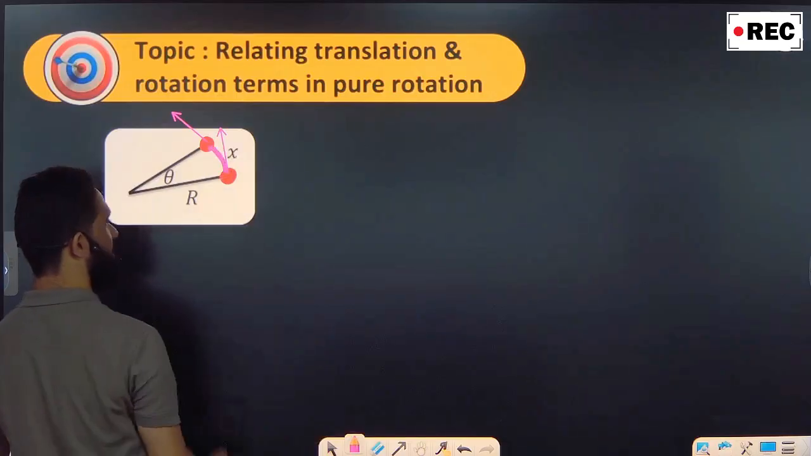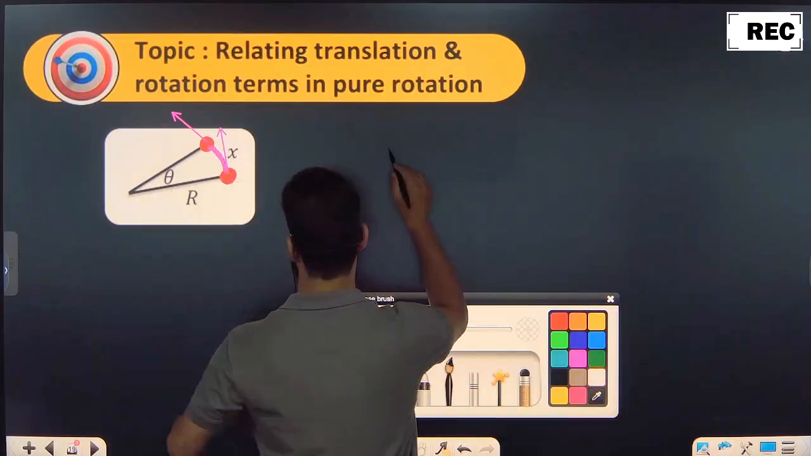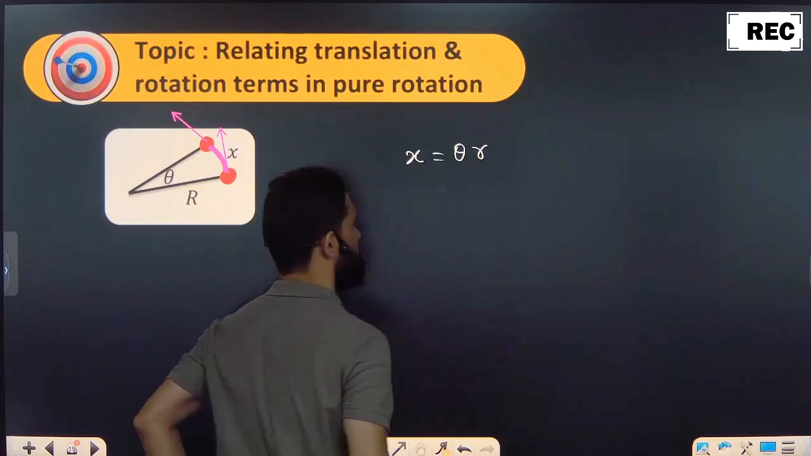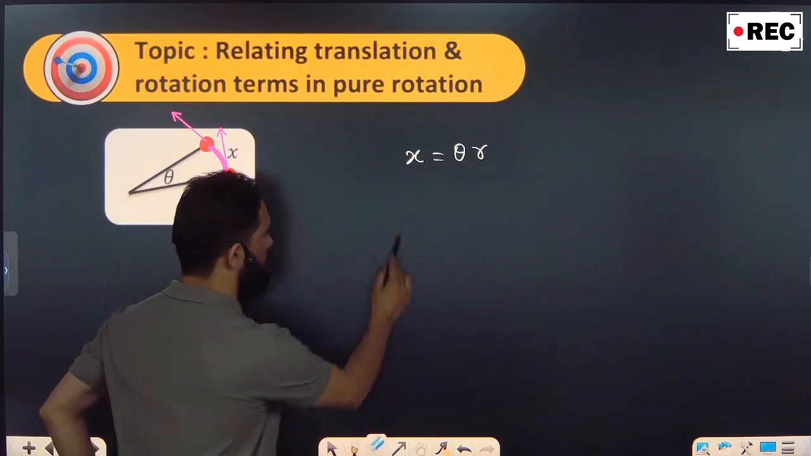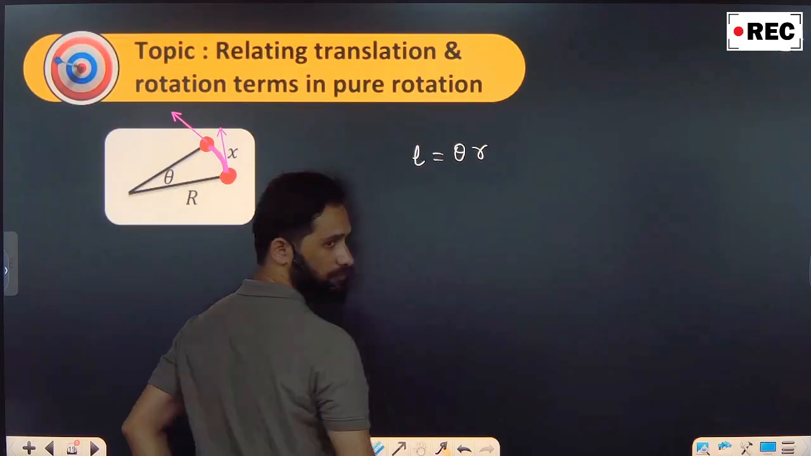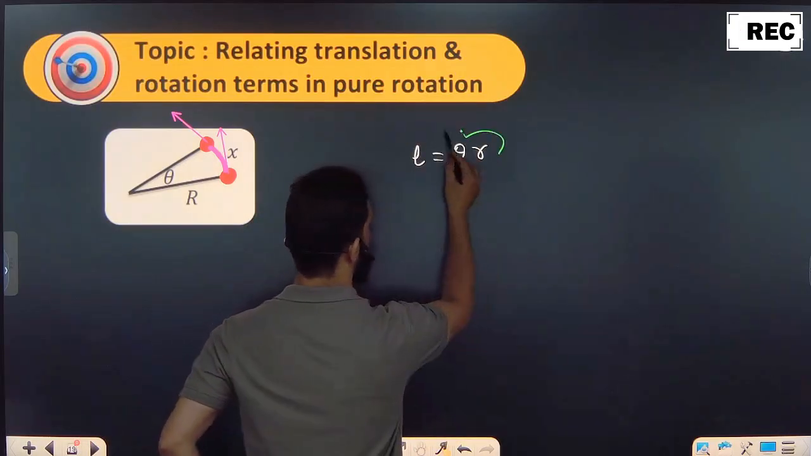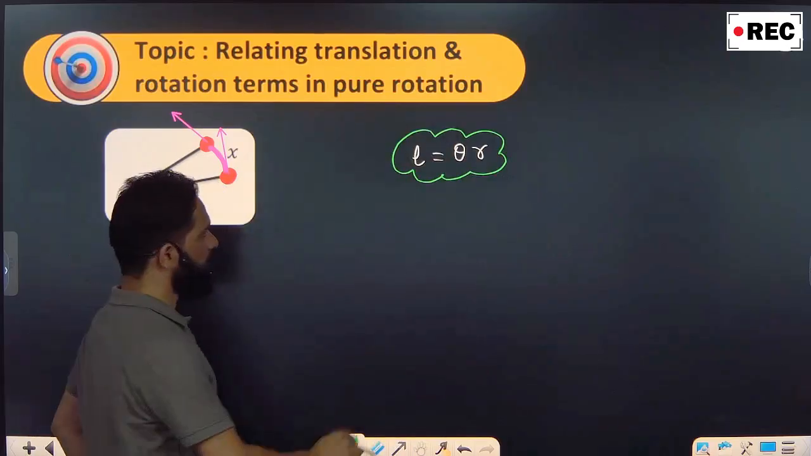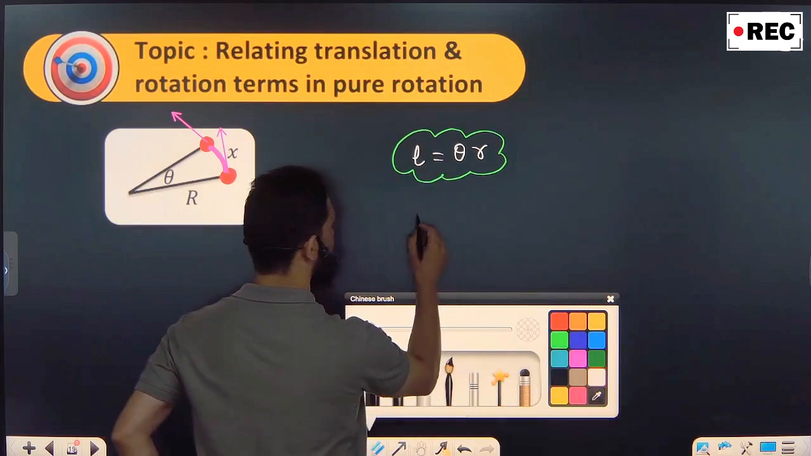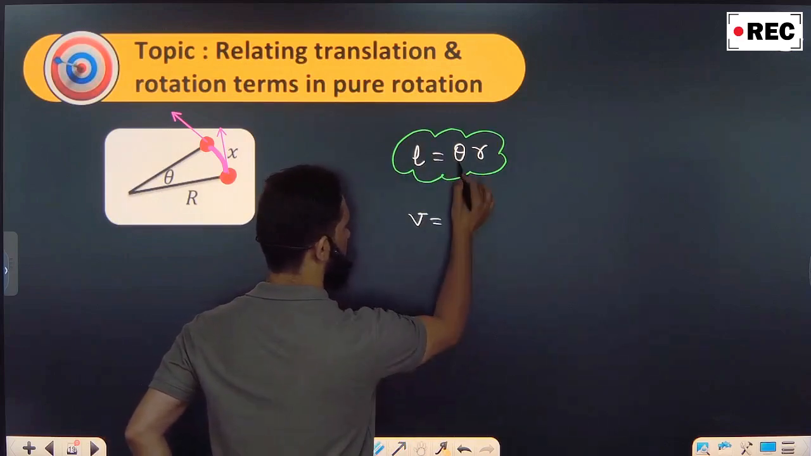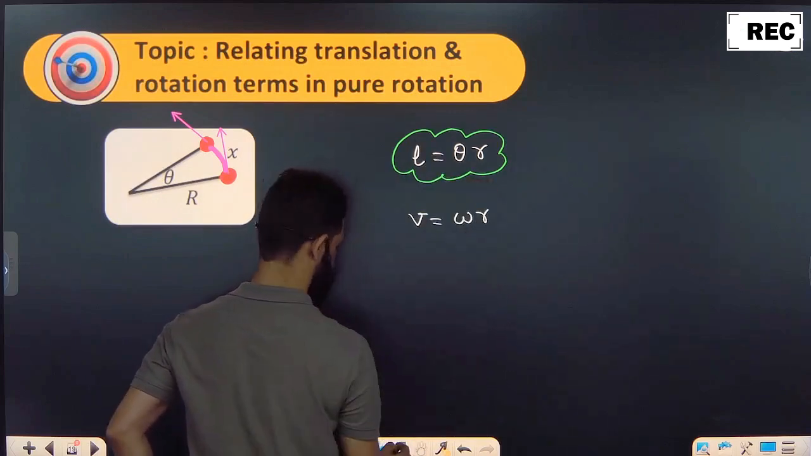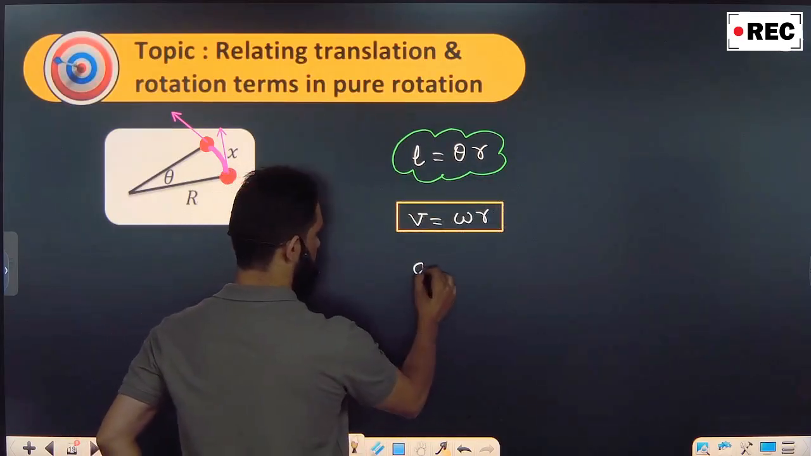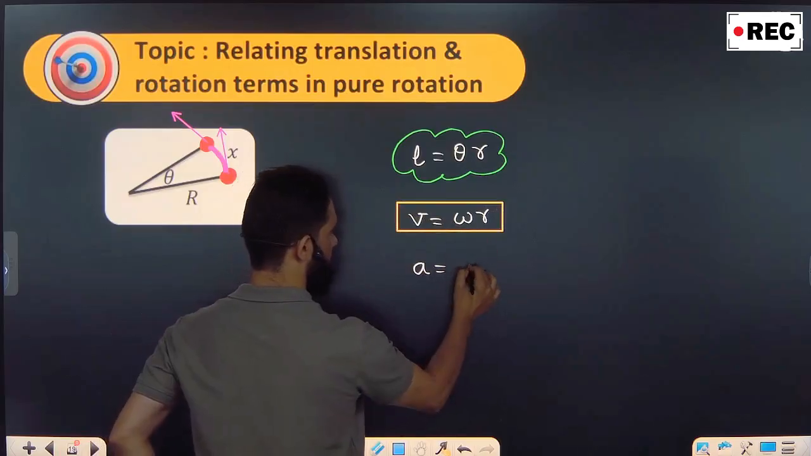This is the distance it is covering. So if x is the distance, then x is theta into r, or let me write L is theta into r, right? So this is the connection. Left side is linear, right side is angular, right? Differentiate this. dL by dt is velocity, d theta by dt is omega, so v is omega r. And here again dv by dt is acceleration, so a is alpha r.